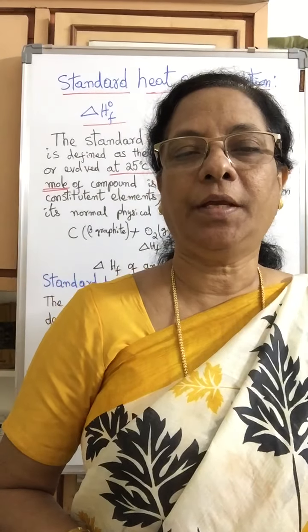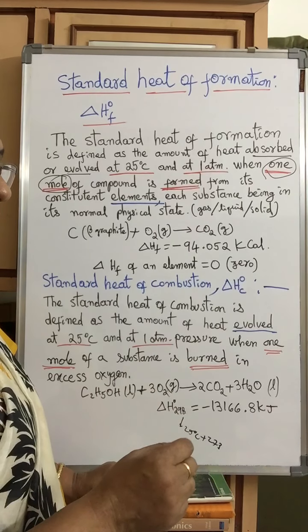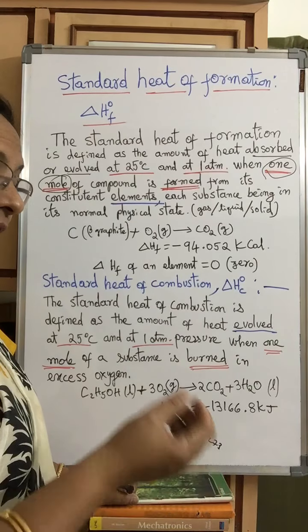So understanding of these two terms is very important, because afterwards we will work out what is our final goal here: to calculate heat of reaction when reactants are at some other temperature, products are at some other temperature. That type of chemical industry problems we are going to solve. In order to do those problems, first understanding of these terms is necessary.